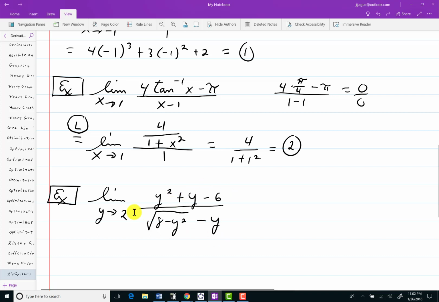So you remember this. Let me plug in the 2 in the numerator and the denominator and see what happens. In the numerator, I'll get 2 squared plus 2 minus 6, which is 4 plus 2 minus 6, so I'll get a 0 in the numerator. And in the denominator, I'll get 8 minus 2 squared, which is 8 minus 4, but the square root of 4 is 2, so 2 minus 2 will be 0. So it's 0 over 0.